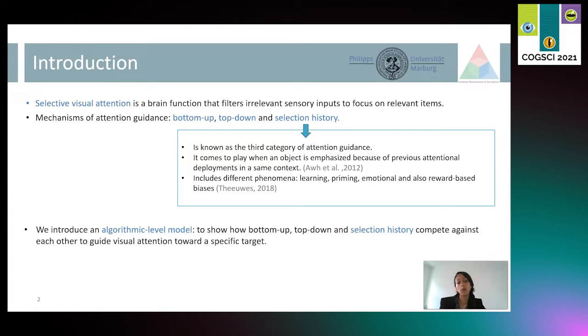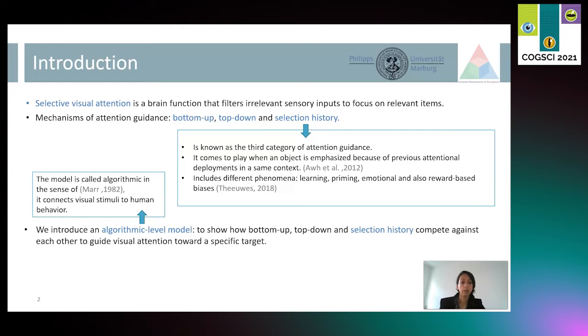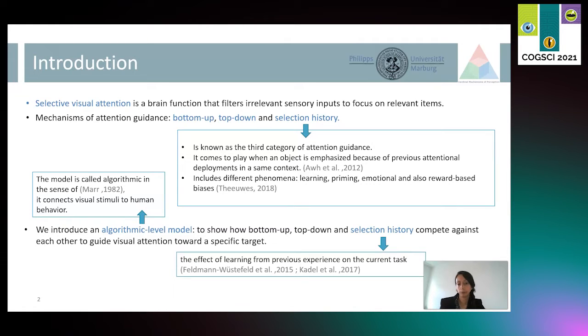To show how bottom-up, top-down, and selection history work together to guide visual attention toward a specific target, we presented an algorithmic model. We call this model algorithmic in the sense of Marr, and the model connects visual stimuli to human behavior. By selection history here, we mean the effect of learning from previous experience on the current task.